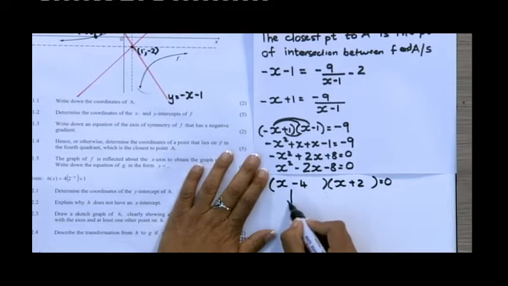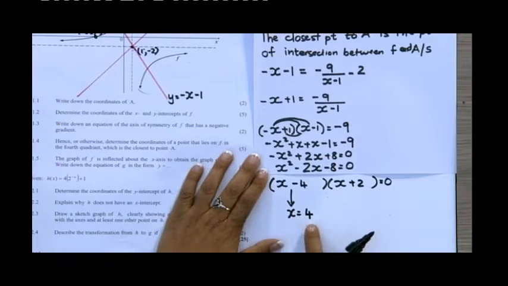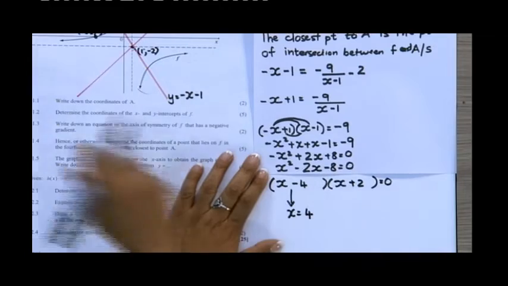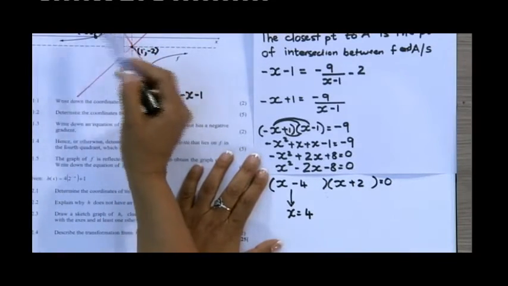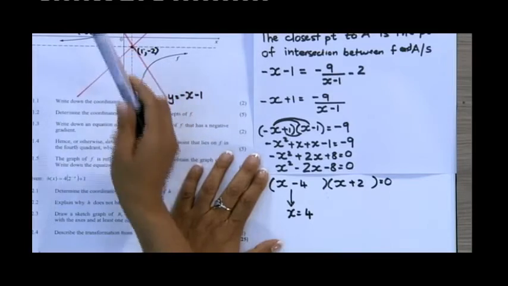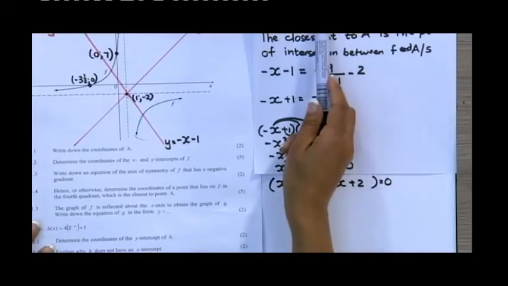And the x that you choose is going to be that x. Why can't it be negative 2? Because negative 2 lies where? In that quadrant there, in the second quadrant. But this question specifically stated that you want the point to be in the fourth quadrant.